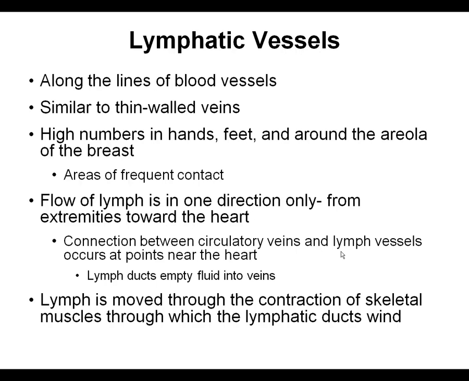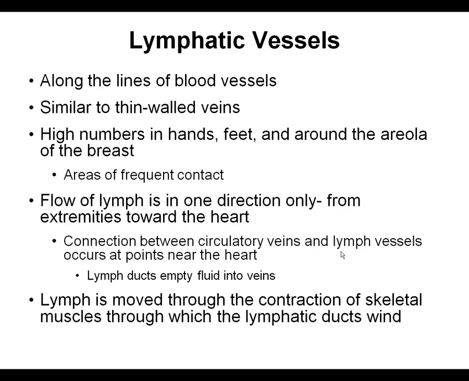Flow of lymph is going to be in one direction. It goes from the extremities to the heart, where it's going to dump into some sort of connection between the lymph vessel and the circulatory veins, generally at some point near the heart. You're going to have lymph ducts then empty that fluid into the veins, where it will circulate into the heart, and as it goes through the cardiovascular circulation, it will be removed and go back into the lymphatic system.